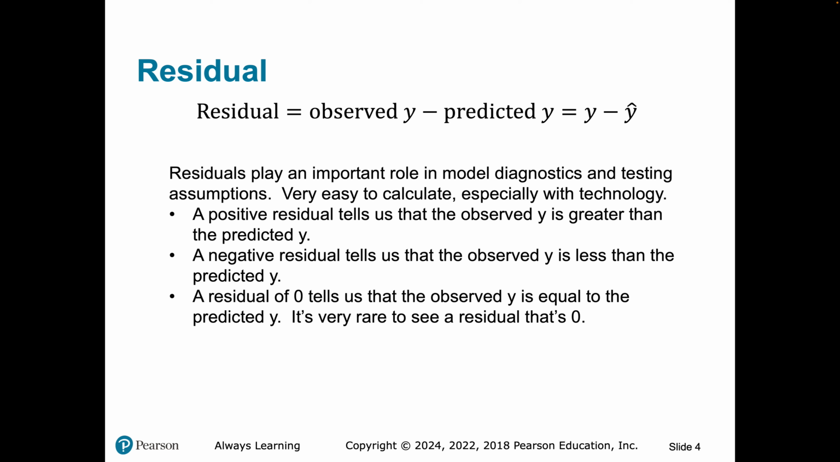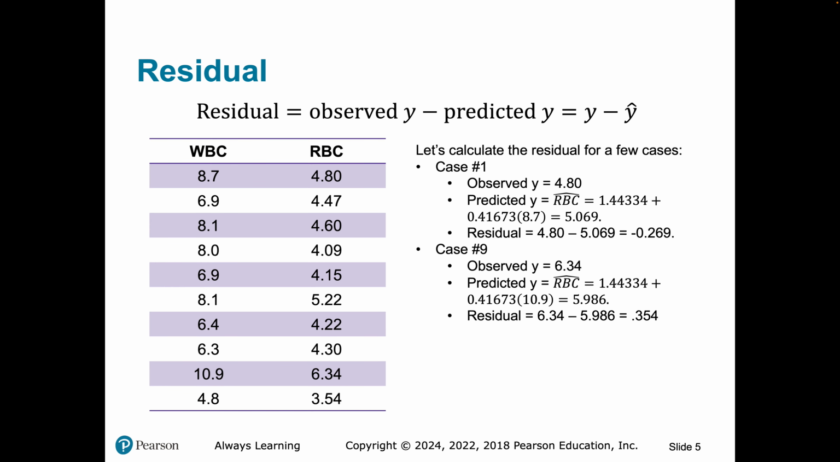A positive residual tells us that the observed y is greater than the predicted y. That should make sense. The only way we can take a number and subtract another number and get a positive number is if this one's bigger. A negative residual tells us the observed y is less than the predicted y. The only way I can go this number minus that number and get a negative number, 2 minus 5 is -3. The 5 is bigger than the 2, so the observed is less than the predicted. Residual 0, you don't see these often, but if you do, then it says that the observed y is the same as the predicted y. Very rare to see that.